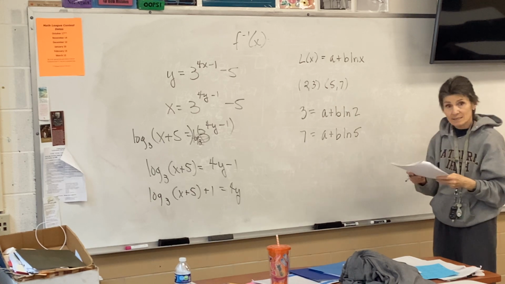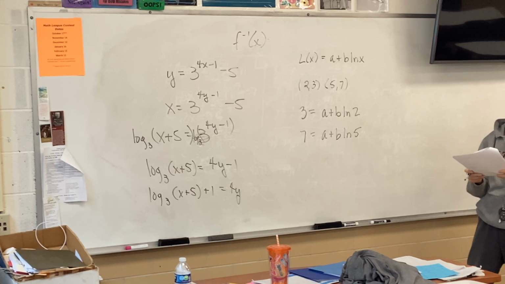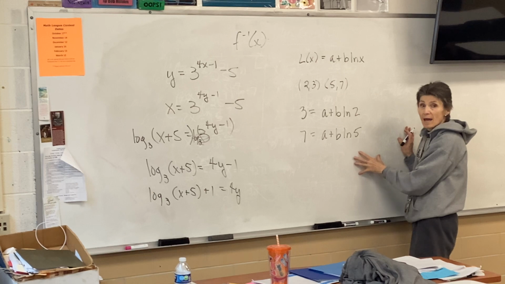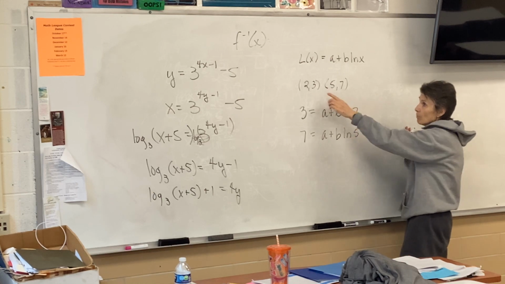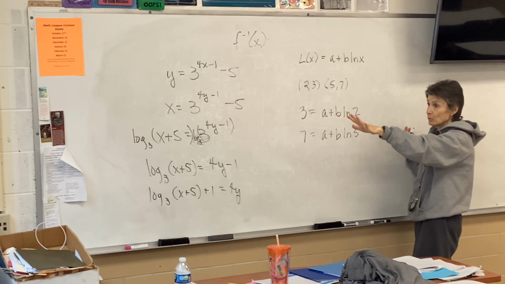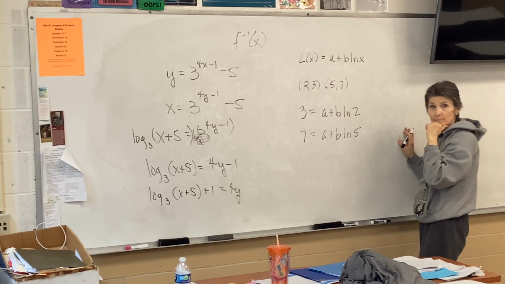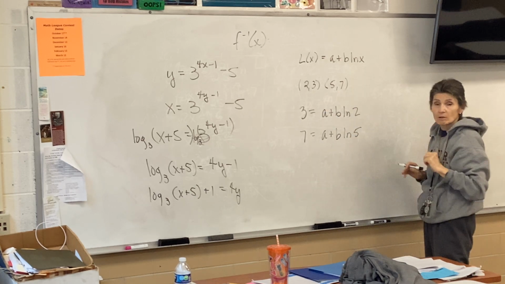All right, now B says, find the values of A and B. Now, one option you have is to go back to Stat, Edit, put in these 2 points, and do a logarithmic regression.